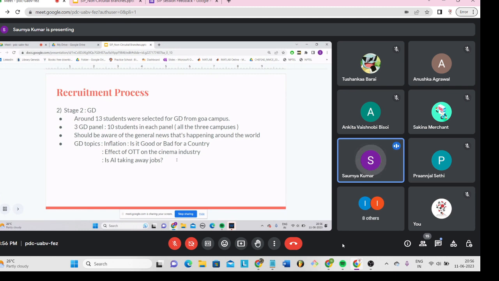Just don't be totally silent during the GD. If you're not getting any point at that time, try to get some points while others are speaking. You might get some good points from the others. And also don't deviate from the topic. I have seen people deviating away from the topic, that won't give a good impression as an overall group. Okay, so don't do that.